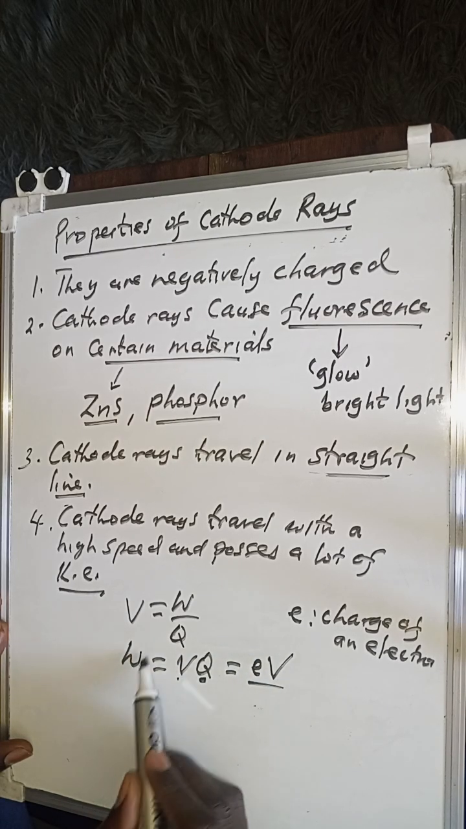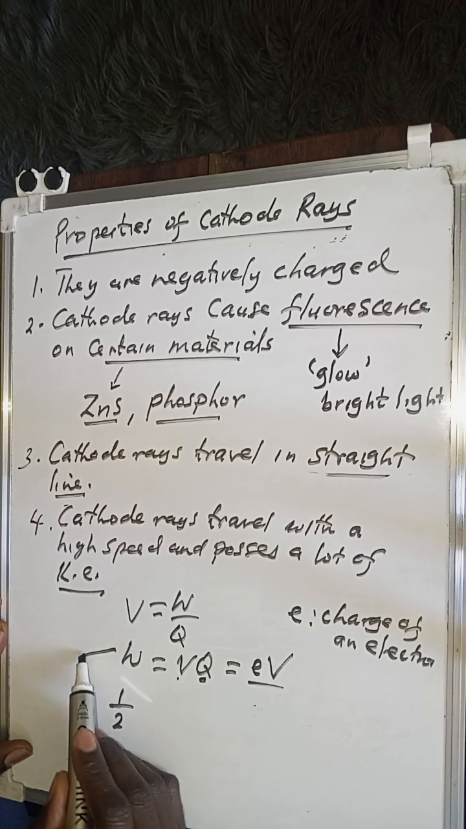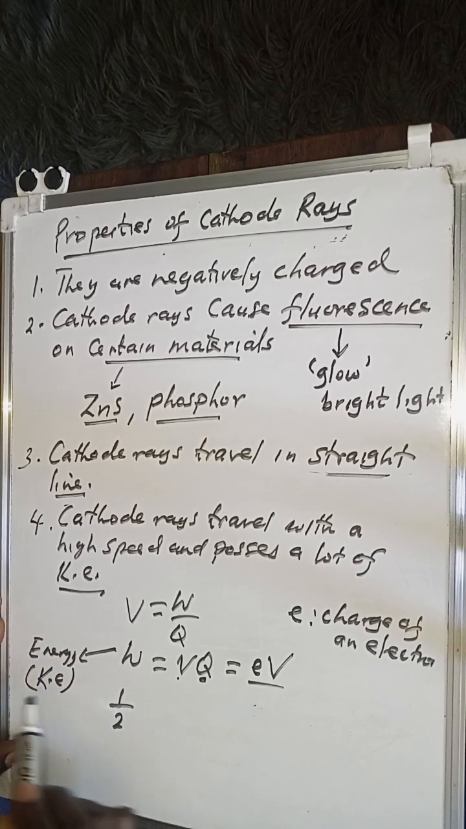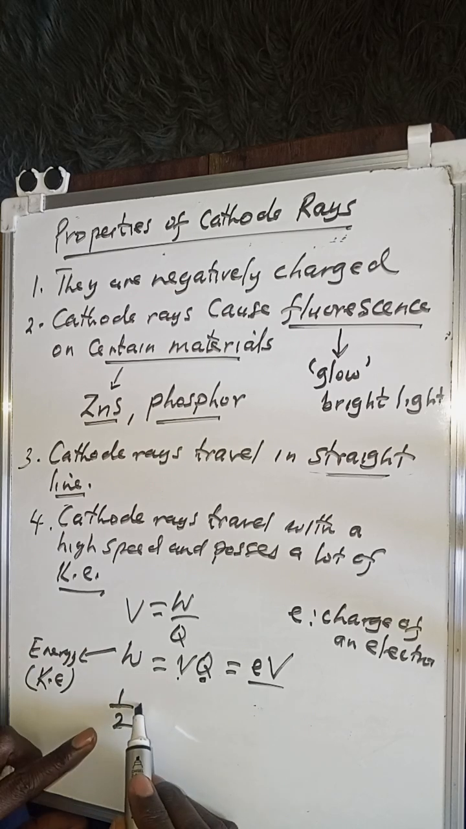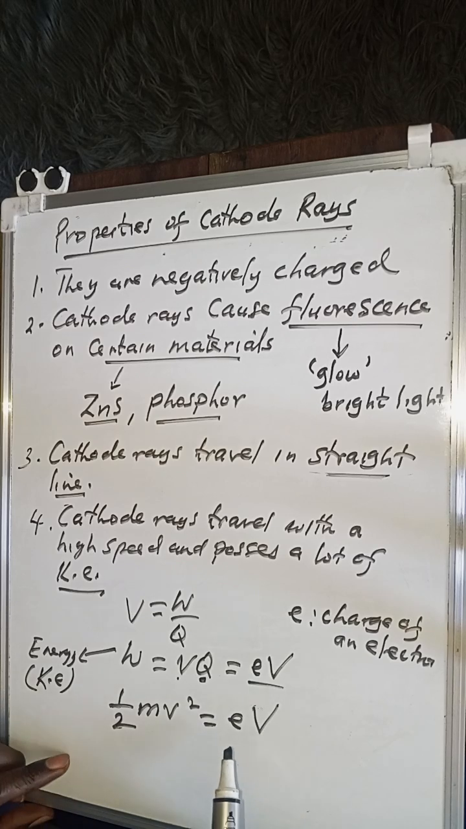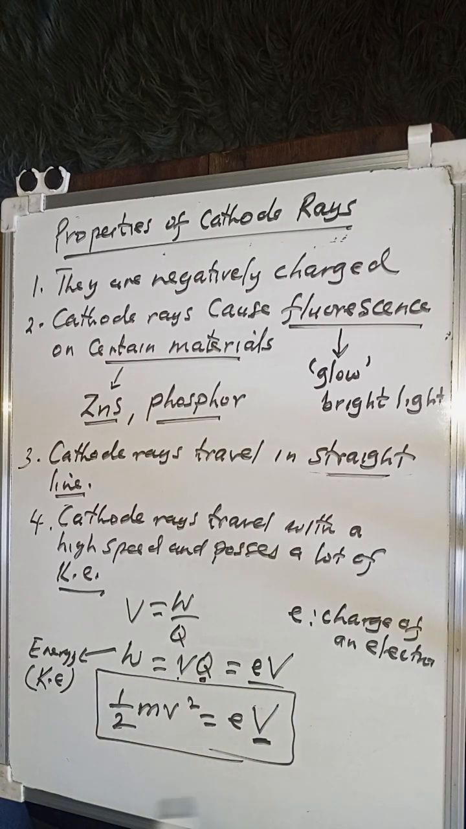But remember, work is a form of energy, and the energy we are talking about is kinetic energy. So the formula can reduce to half mv squared is equal to eV. So it is possible for you to know the speed of the electron by applying this formula. That is if you are doing pure sciences.